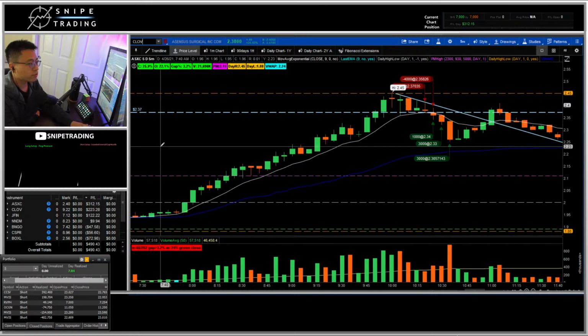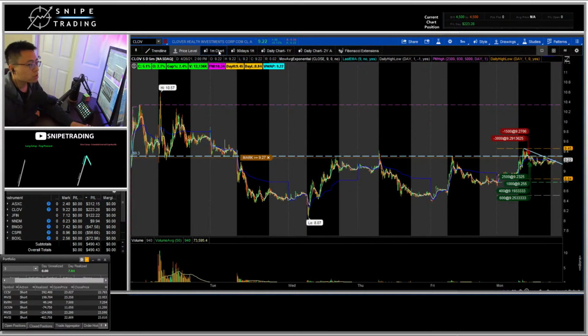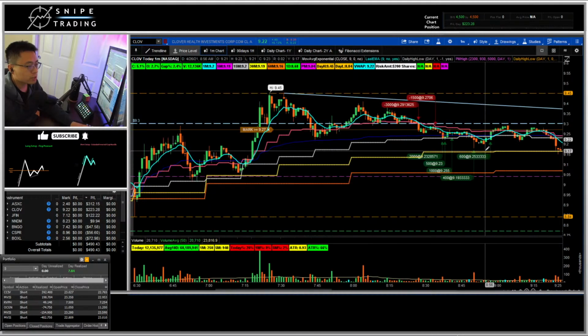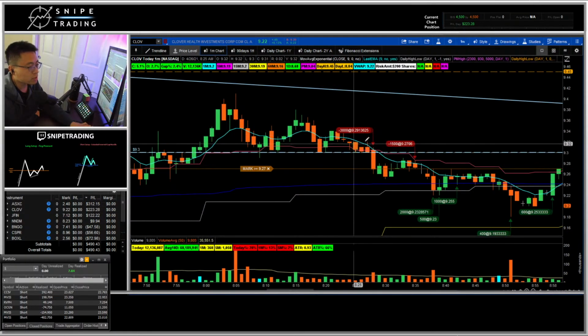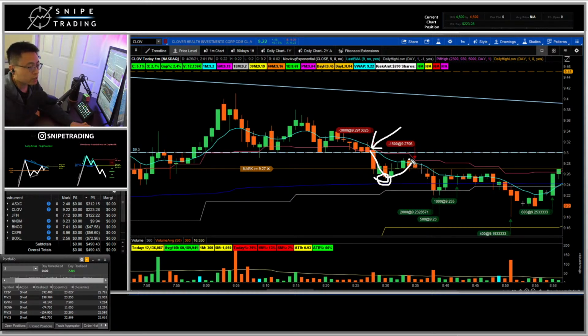Next trade is CLOV. In this trade, pretty much the same concept: extending on the 5-minute chart, looking for the reversion to the 15-minute chart. You can see lower highs forming, a triangle, breaking that triangle around the 929 or 930 area. I looked for a short there, it retested VWAP, and then I added a reshort of 1,500 shares and covered at 923s.